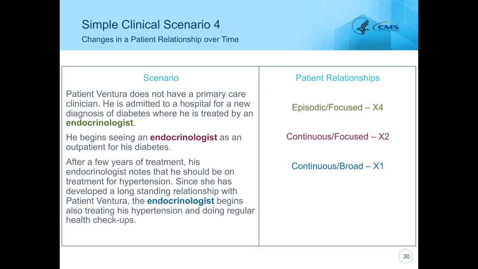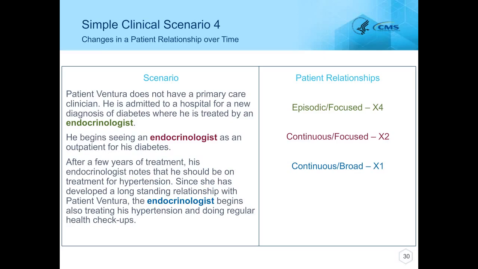So the first mention of the endocrinologist, highlighted in green, the endocrinologist encounters patient Ventura in the hospital setting and gives a diagnosis of diabetes. In that setting, there's an episodic element to it. It happens during the admission, and it's focused on the patient's diabetes. So that relationship is an episodic focused relationship categorized as X4.